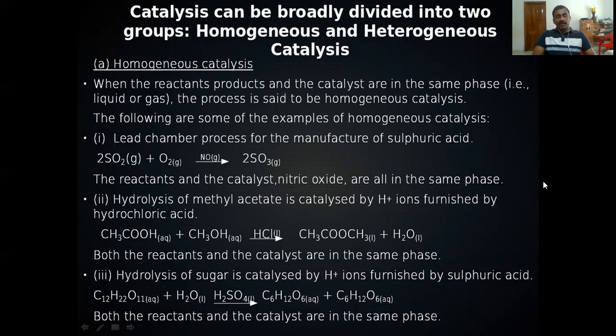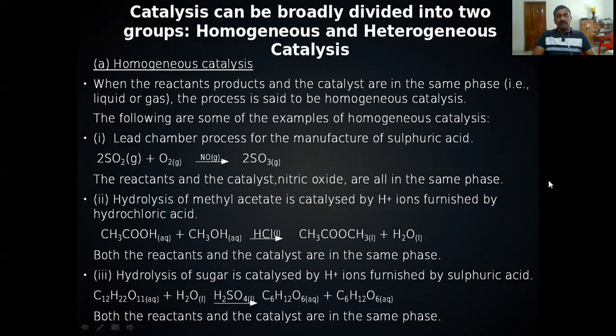You see the physical state of reactants, products, and catalyst. All are in gaseous state. SO2 in gaseous state reacts with O2 in gaseous state to form SO3, sulfur trioxide, which is also in gaseous state. And what is the physical state of the catalyst, nitric oxide? Gaseous state. Hydrolysis of methyl acetate is catalyzed by H+ ions.